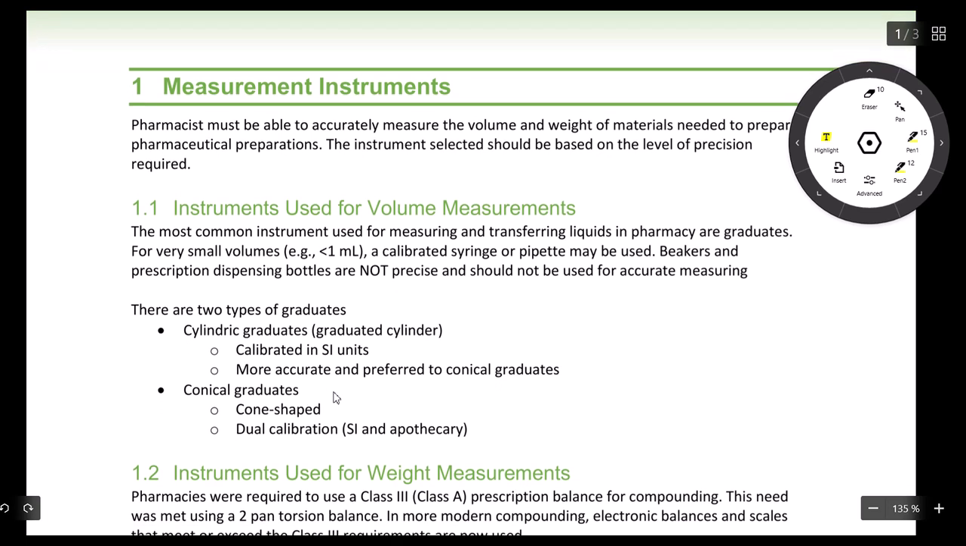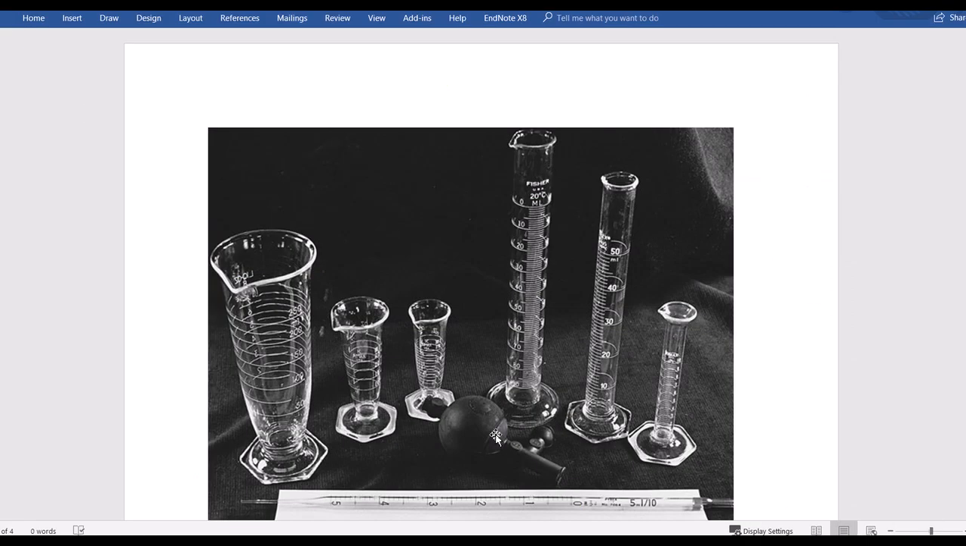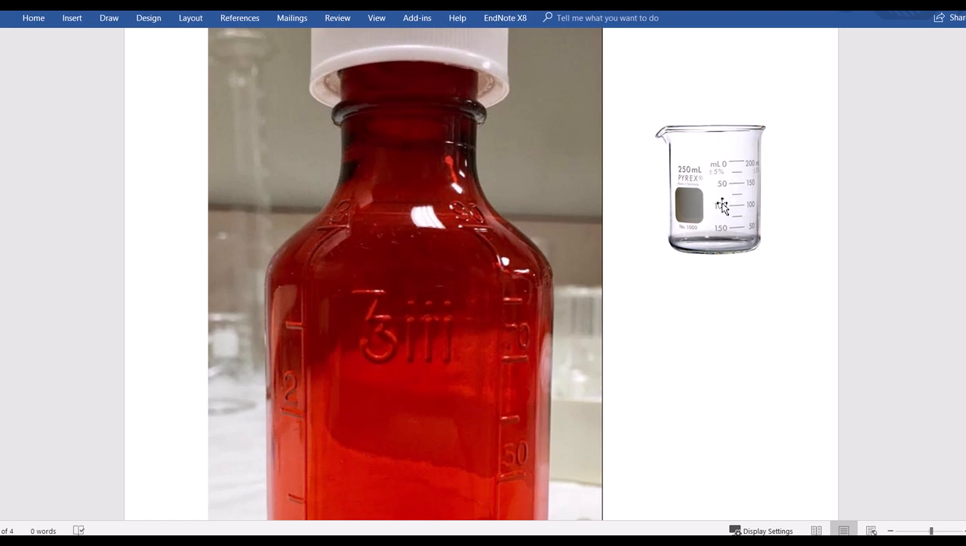So we do use graduated cylinders or graduates in pharmacy. We might prepare something using beakers. We might dispense a product in a prescription bottle, but those have different levels of precision that we need to worry about. So when we are looking at beakers and prescription bottles, this is a beaker, which you should know. These numbers on the side of the beaker are not accurate. They are estimates, and they're usually significantly off for what we would need for doing compounding in pharmacy and also for measurements in pharmacy. This here is a prescription bottle.